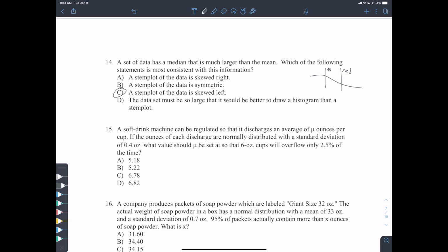That doesn't mean, so skewedness is based off of the chunk of the data, not the tail of the data. So that's just something to think about. It's based off the chunk, it's not the tail. Just remember that.